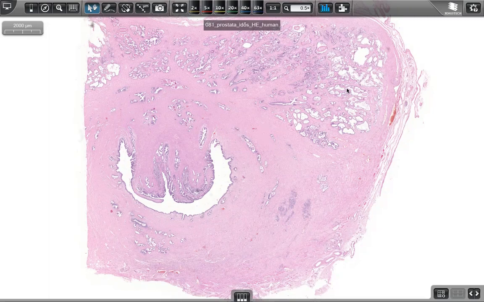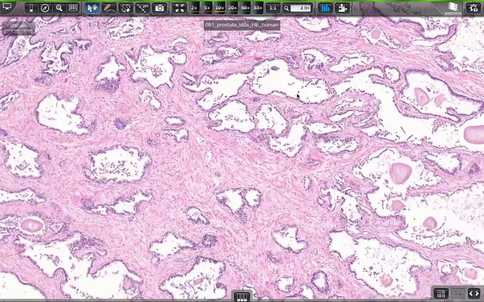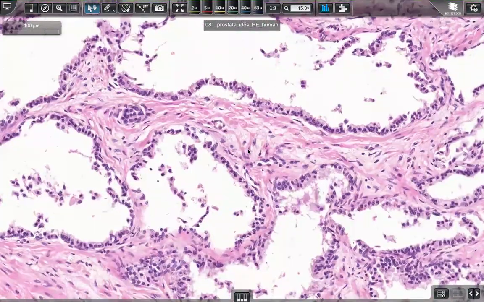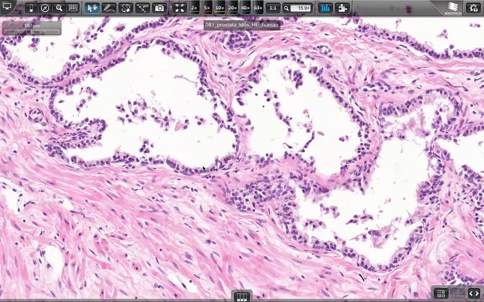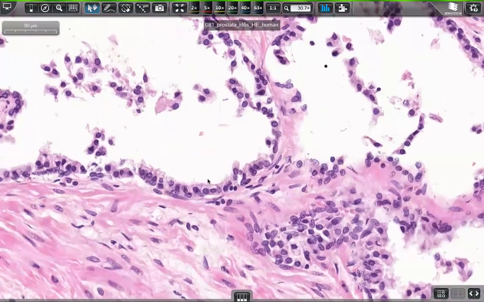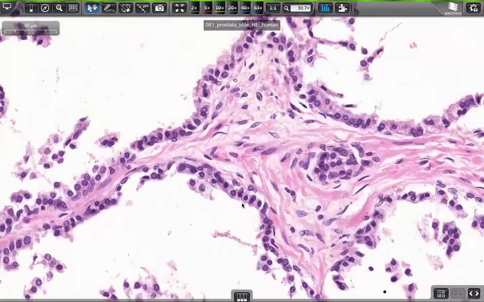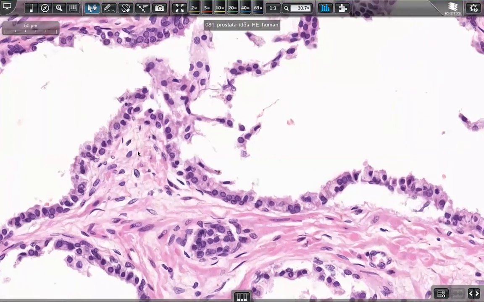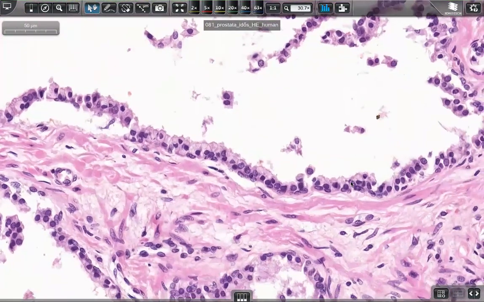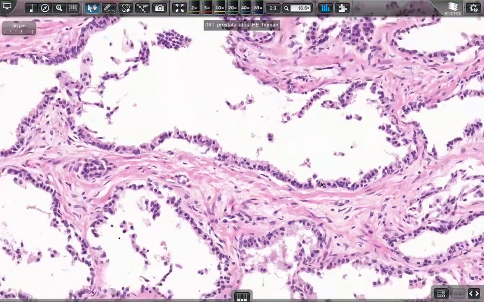In the main glands, we have a simple cuboidal lining epithelium. So that's cuboidal. Somewhere columnar, it's cuboidal. So also it's tall cuboidal. So we have these simple lining epithelium. So these are the main glands at the periphery.